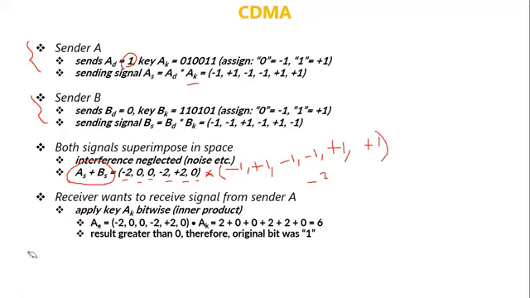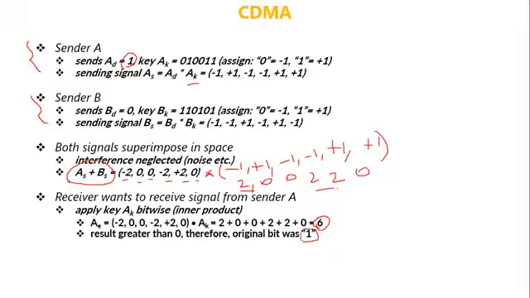If you multiply this superimposed signal with A's key, finally what we'll get is -2 into -1 is +2. 0 into -1 is 0. 0 into -1 is 0. -2 into -1 is again +2. 2 into 1 is again 2. 0 into 1 is 0. So basically we got 3 2's. Add all the 3 2's. It is 6, which is greater than 0. So you can consider that it is 1.